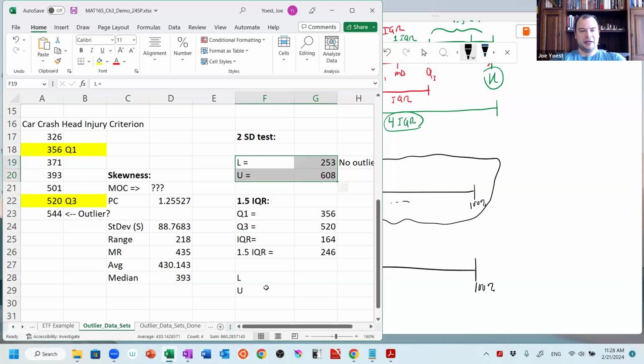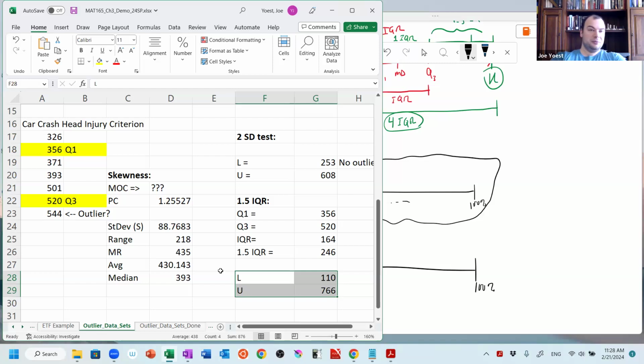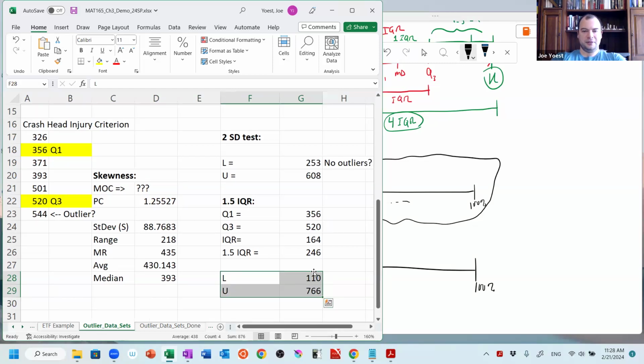Then my lower and upper bounds are going to be, my lower bound is Q1, the left end of that kind of middle 50% of the data, minus 1.5 IQRs. My upper bound is going to be Q3 plus 1.5 IQRs. I see that my 1.5 IQR method also indicates no outliers.